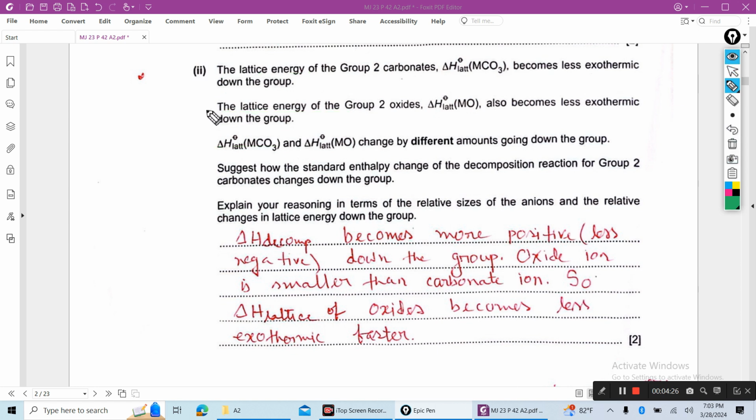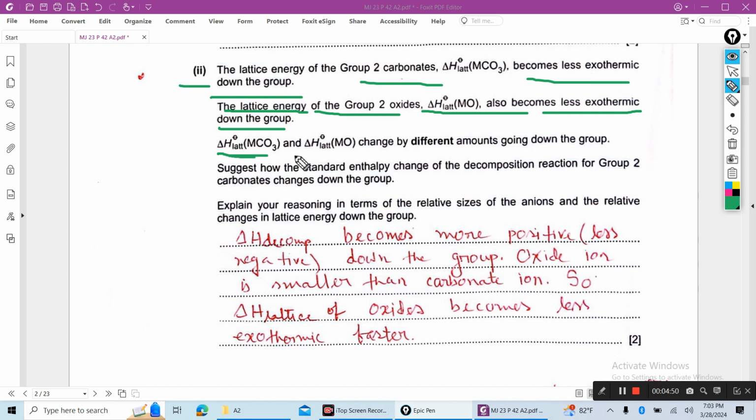Now number 2, you see, the lattice energy of group 2 carbonates becomes less exothermic down the group. The lattice energy of group 2 oxides also becomes less exothermic down the group. The lattice energy of metal carbonate and the lattice energy of group 2 oxide, metal oxide, change by different amounts going down the group.